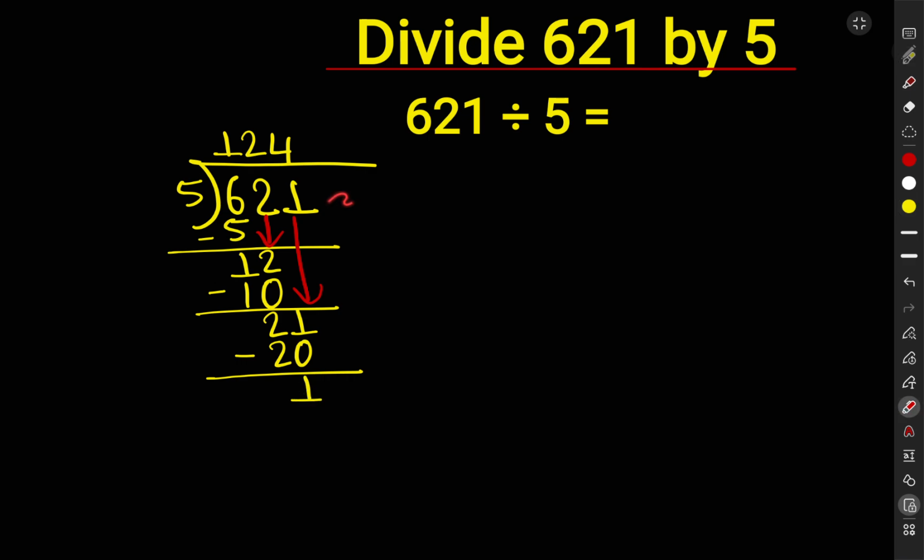So now we have no other number to put down. So we take a decimal here, so that we put 0. So it is 10 and 5 times 2 is 10. On subtracting we get 0. So 621 divided by 5 is 124.2.